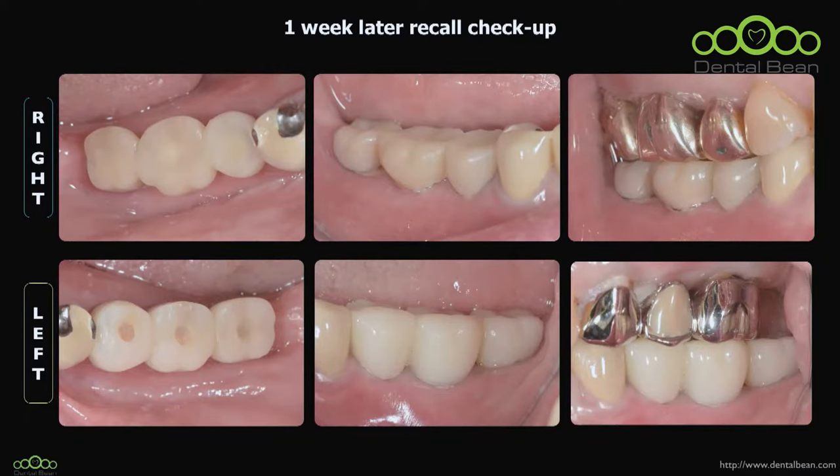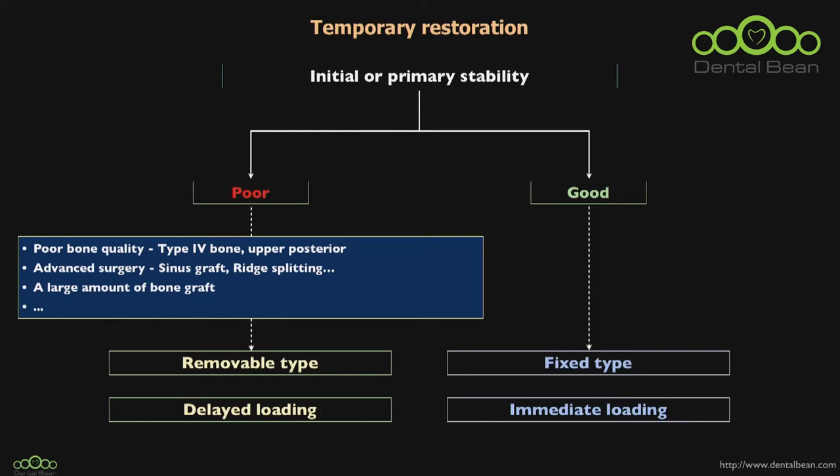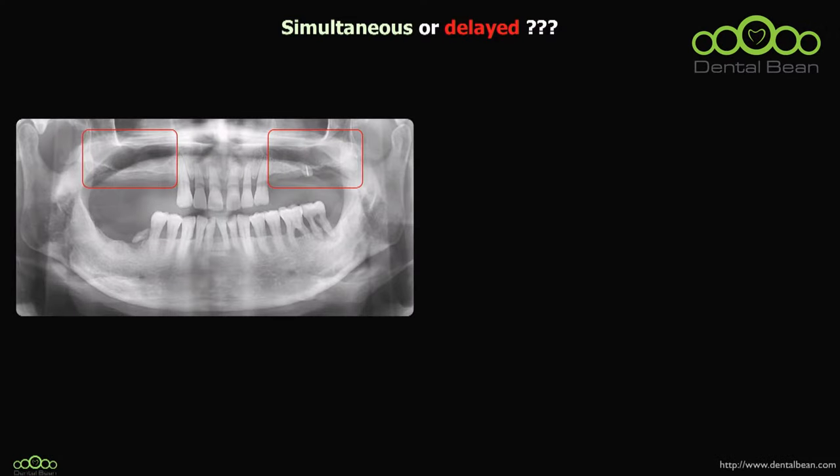And this slide shows 1 week after delivering the temporary restoration. There was not so much of a clinical problem, I think. But on the contrary, when the initial stability or primary stability of implants is very poor, we cannot deliver a fixed type temporary restoration. Instead of it, it's better to deliver the temporary denture, removable type restoration, which is called delayed loading. Please take a look at this case.